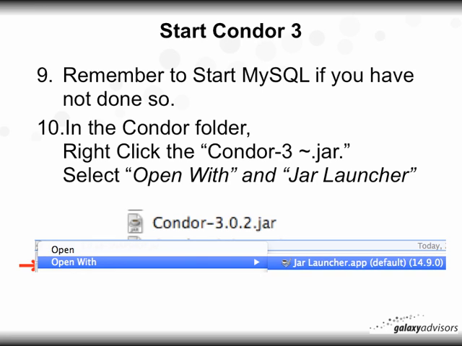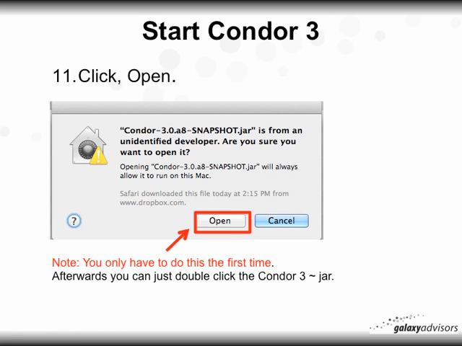And in step 10, in the Condor folder, right click on the Condor 3 jar and select Open With, then the jar launcher. Again, you just do this the first time to register that this is an appropriate jar to start on your machine. You're going to get a message here that it's from an unidentified developer. That's okay. Just click open. Again, you only have to do this once, and afterwards you can just double click on the Condor 3 jar for it to start.